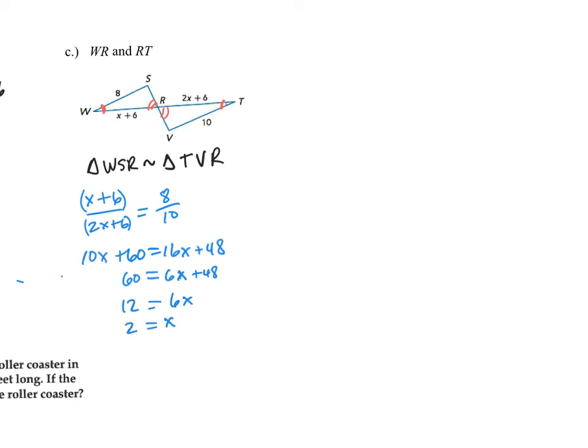We're asked to find WR, okay, so when x is 2, 2 plus 6 is 8, so that means WR is equal to 8, and then we need to find RT. So when x is 2, when I put a 2 right here, 2 times 2 is 4, plus 6 is 10, so that means RT is equal to 10.